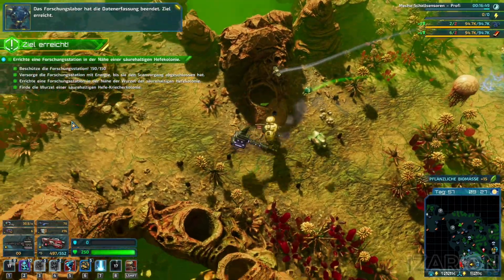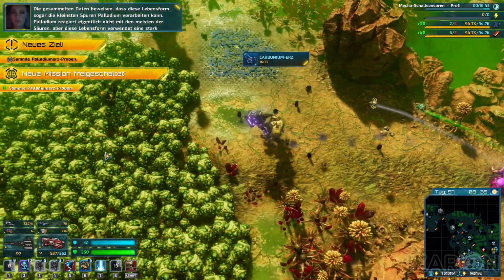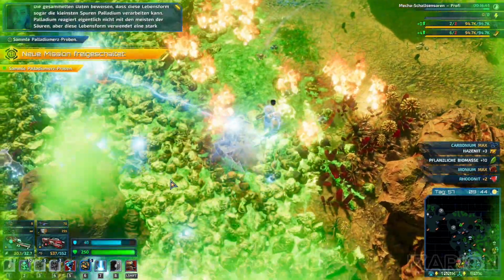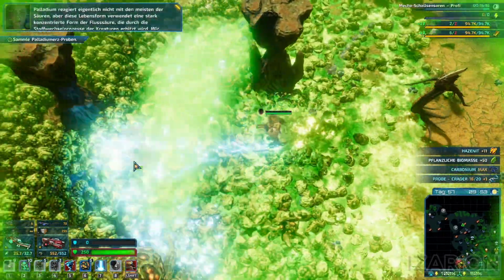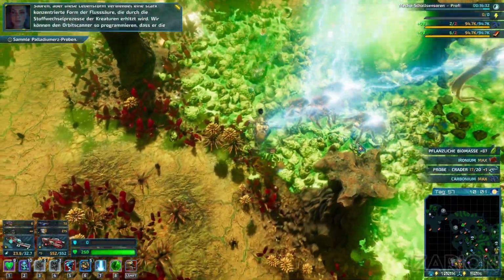Research lab has finished gathering data. Objective completed. The data that we've gathered proves that this life form can digest even the smallest traces of palladium. Palladium normally doesn't react with most acids, but this life form uses a highly concentrated form of fluoric acid that is heated up by the creature's metabolic processes.